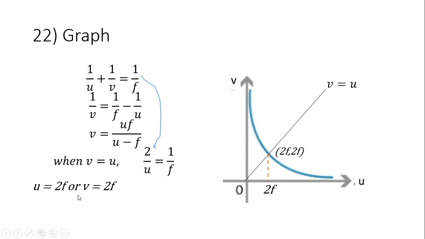The answer is, if it's 2F, you should get V equals 2F, or V equals 2F, U equals F. That's what it means. So this author is just trying to show you where the two curves cut. That's the point where it's 2F and 2F. The coordinate is 2F and 2F. That's all. Don't be unnecessarily worried.